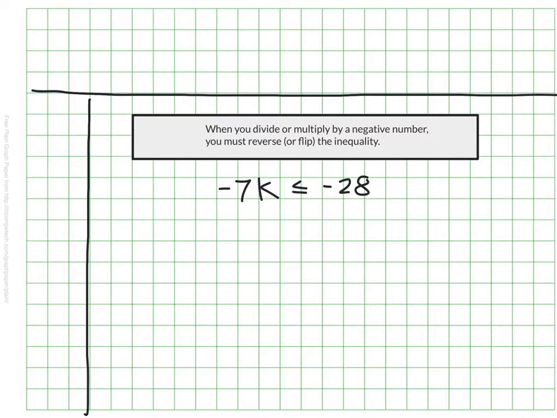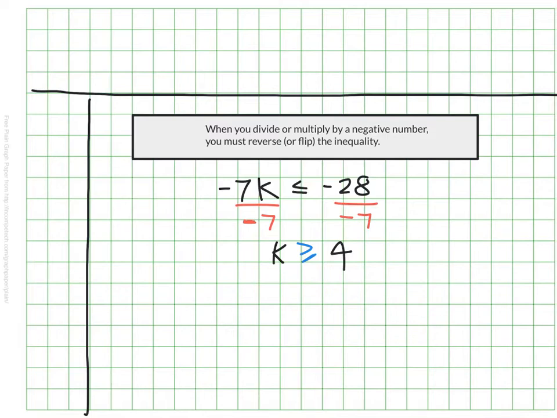We'll do another one-stepper. We'll try -7k is less than or equal to -28. And of course, this is just one step, and that one step is to divide, but we're dividing by a -7. So remember that you're dividing by a negative integer. When you do that, you would find that k is left by itself on one side, and this would be 4 on the right-hand side. But I need to now flip my inequality. So instead of being less than or equal, it's going to be greater than or equal.